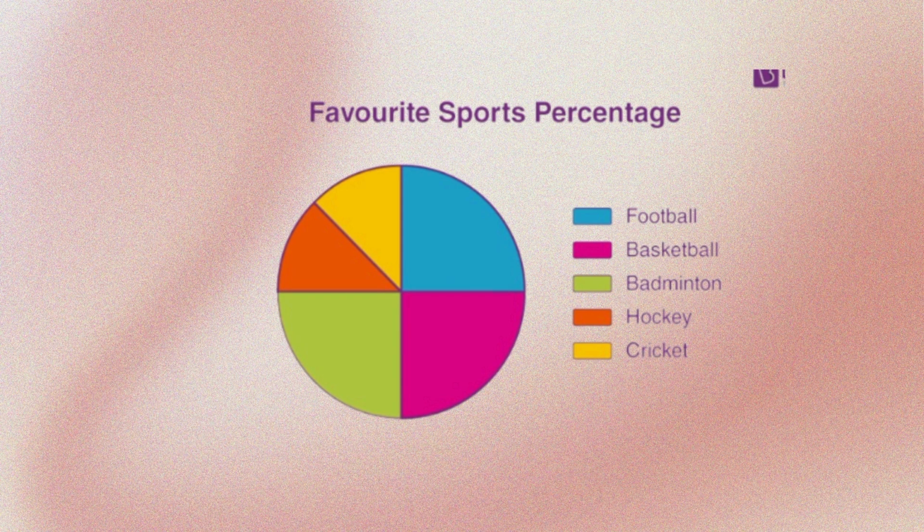Football percentage is shown in blue and basketball is shown in pink. Badminton is shown as the green slice, hockey in orange, cricket in yellow. These are all of the colors.